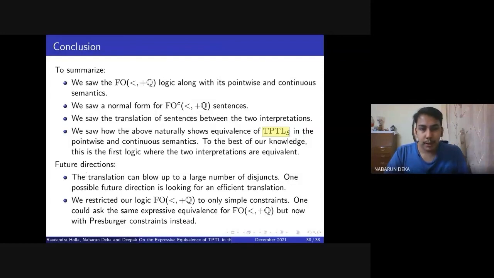Some future work that one can do on this: the translation that we did can blow up to a large number of disjuncts because we are constantly adding disjuncts when we do the translation. So one possible thing we can look at is how to make this translation more efficient. Another thing that we did was we restricted our logic to only simple constraints. So one can ask the same question: is the logic equally expressive if instead of simple constraints we had Presburger constraints, which are linear integer inequalities?